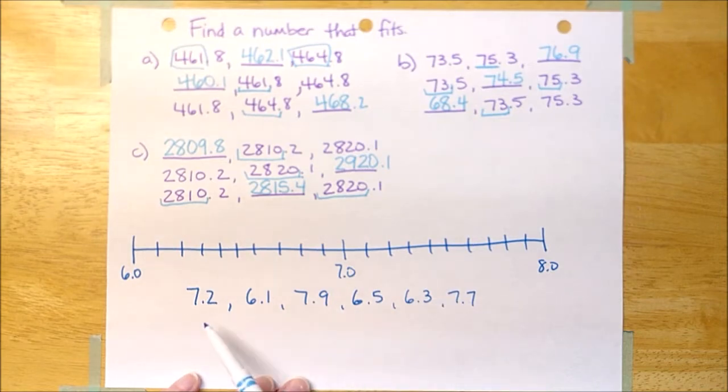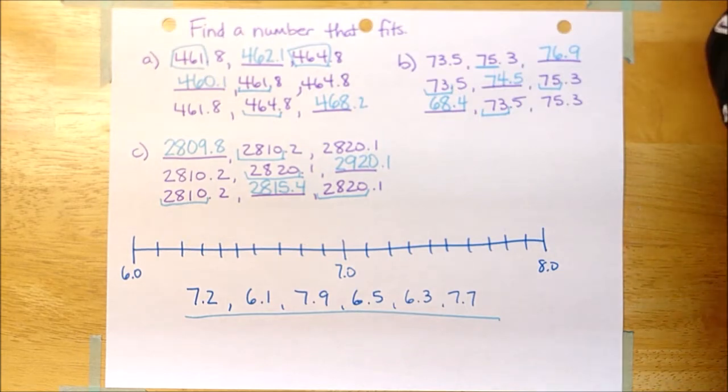One last thing before I talk about what you're going to do today is I have a whole bunch of numbers down here. 7 and 2/10, 6 and 1/10, 7 and 9/10, 6 and 5/10, 6 and 3/10, 7 and 7/10. Are these numbers in order? No, they are not in order. So we are going to put them in order.